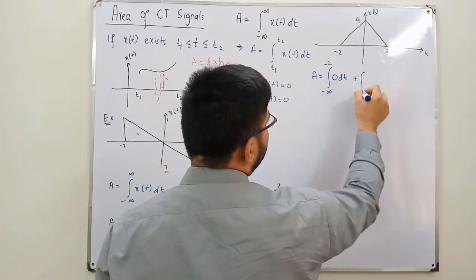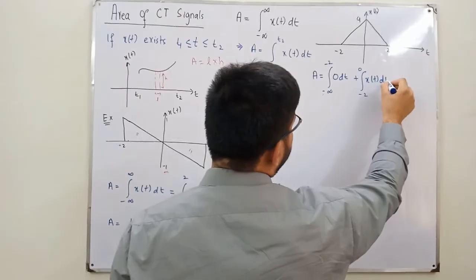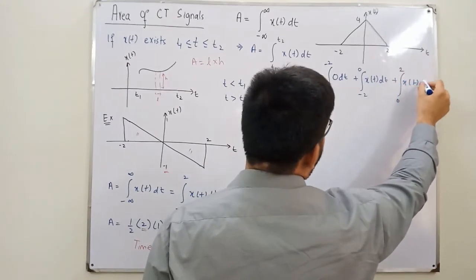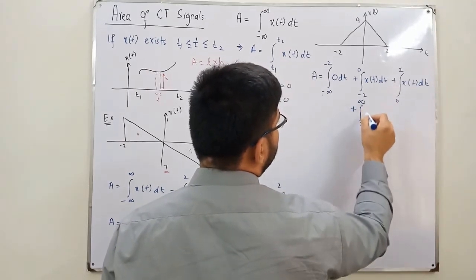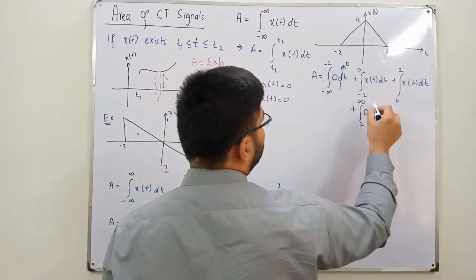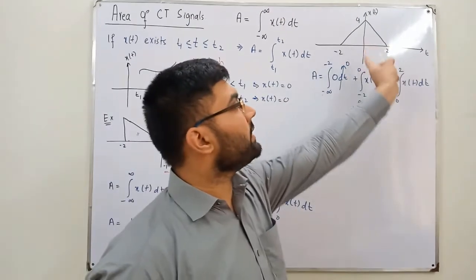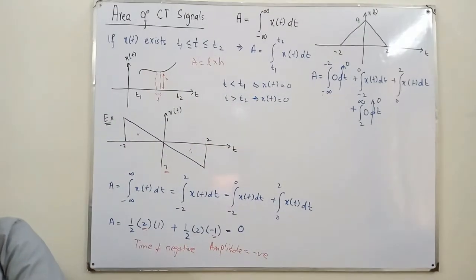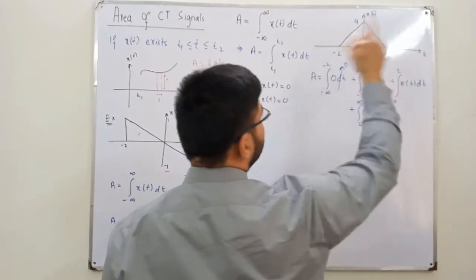Fine, then from negative 2 to 0 you have a linear function x of t dt, and then from 0 to 2, and then after 2 to positive infinity you have again 0. So these two would cancel out to be 0. So the only thing that remains is from negative 2 to 0 and 0 to positive 2. So I would take two different colors for it, and let's say this negative 2 to 0 I represent with this red color.